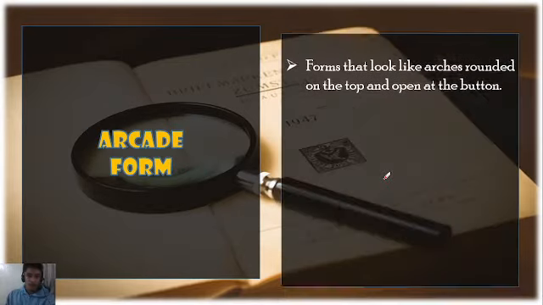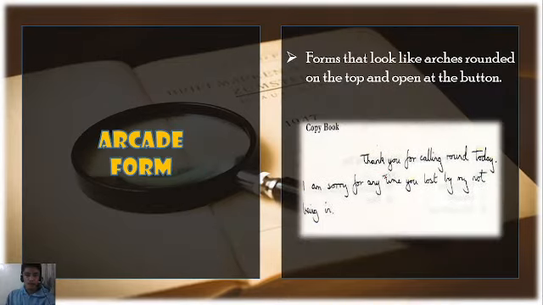And next one, we have here the arcade form. So we have said that the opening is facing downward, and forms that look like arches. Okay, it looks like an arch, arches rounded on top, and open at the bottom. Okay, so this should be bottom.